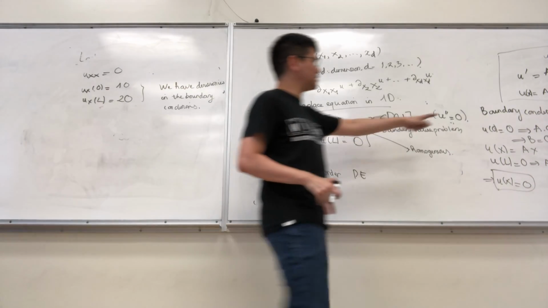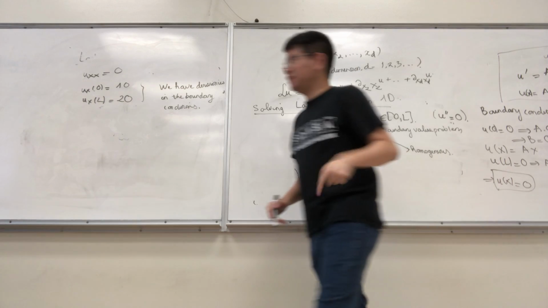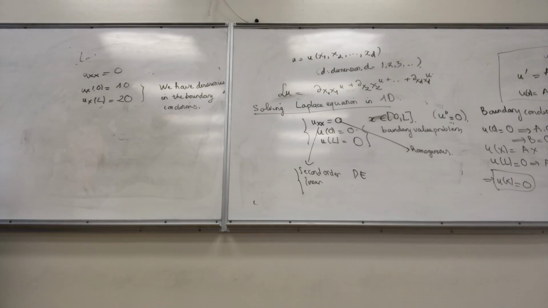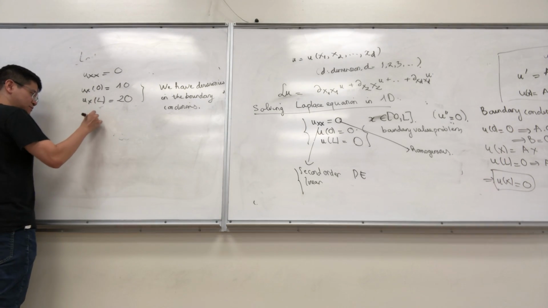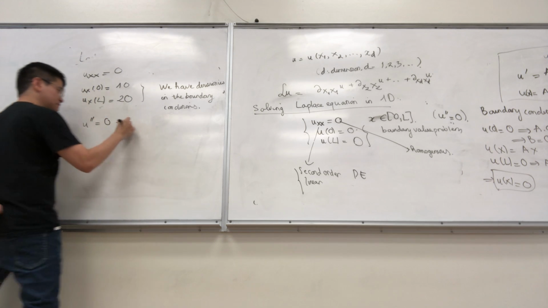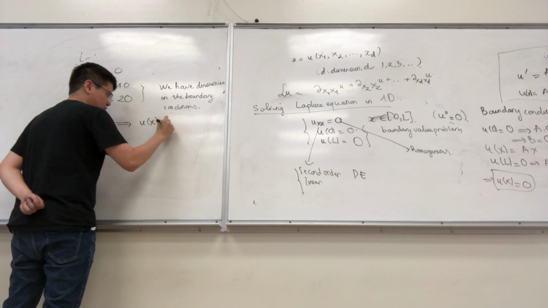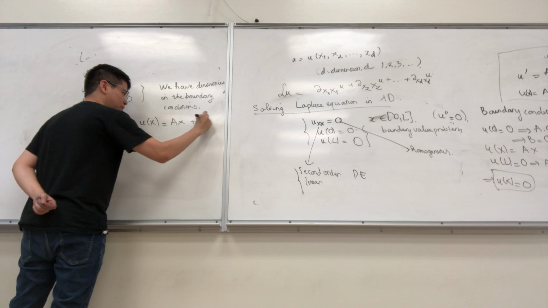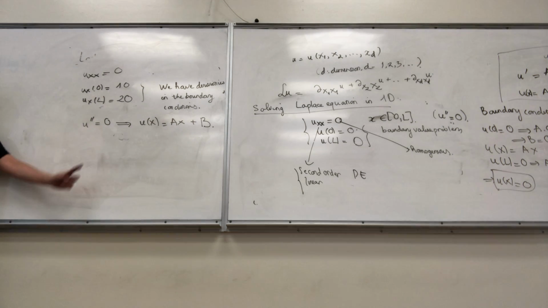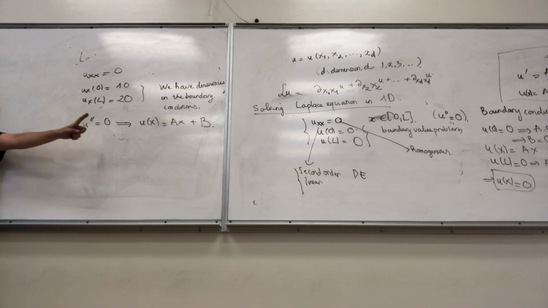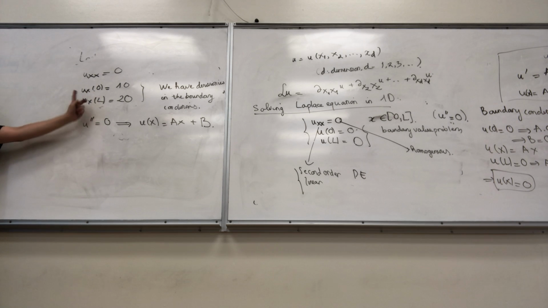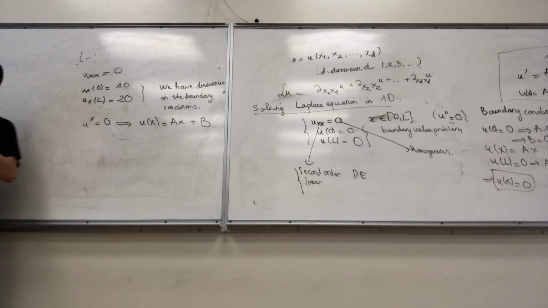So you're going to solve it the same way. u second is 0, so you do the same method that we have over there. So we have u is ax plus b. So now we're going to plug this into the two boundary conditions, and we're going to check that.